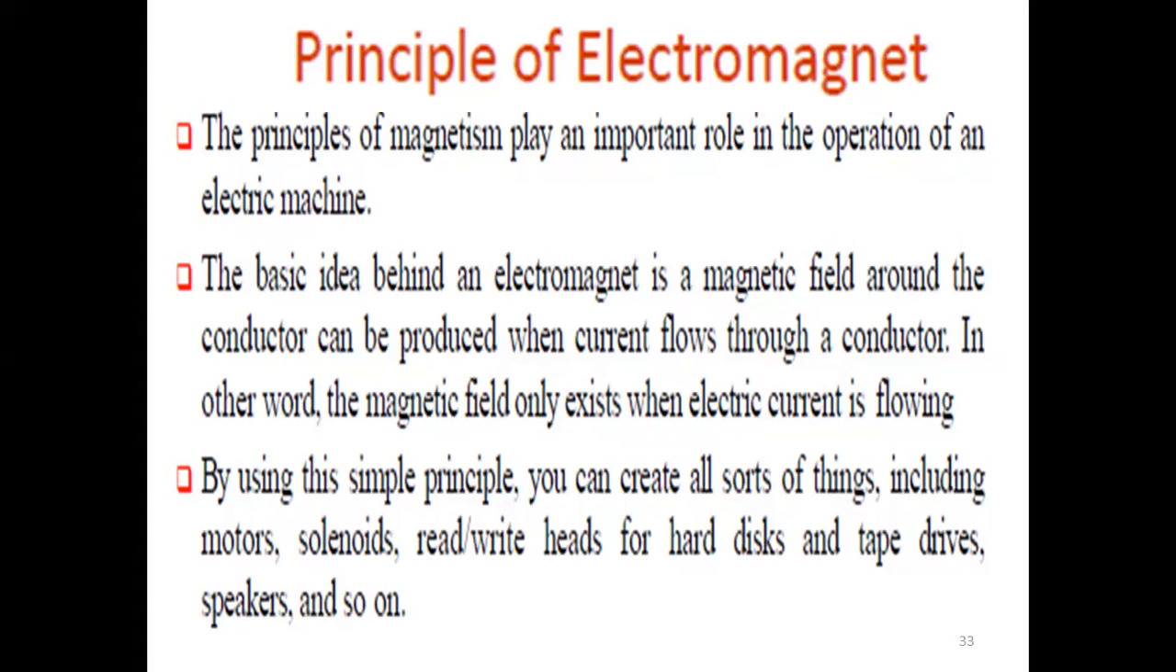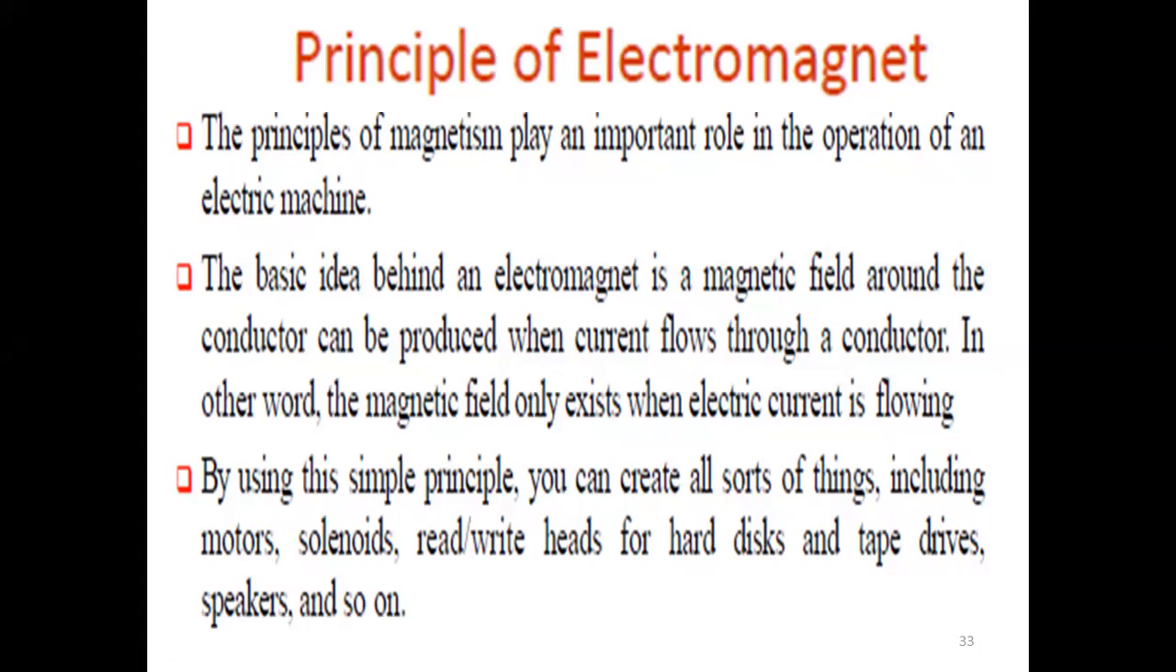So the basic idea behind electromagnetism is that a magnetic field around a conductor can be produced when current flows through the conductor. If current passes through the conductor, a magnetic field is produced in the surrounding area. Yes or no? You may not have experienced it, but I think I will tell you. In the fields there are big wires, and you may have heard of accidents where people get a shock even before touching the wire.